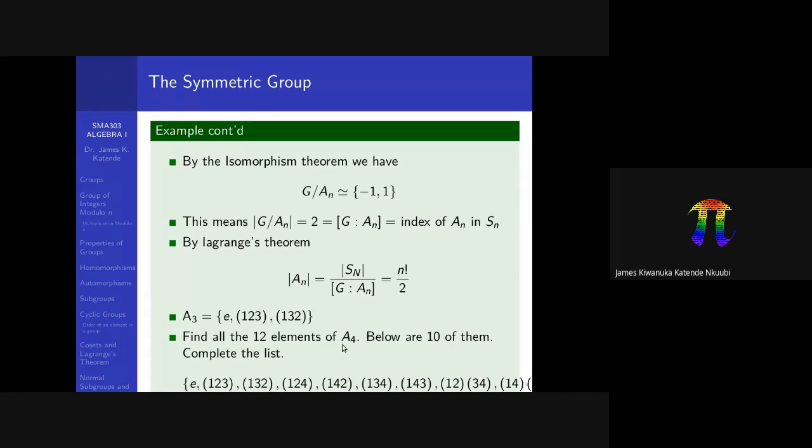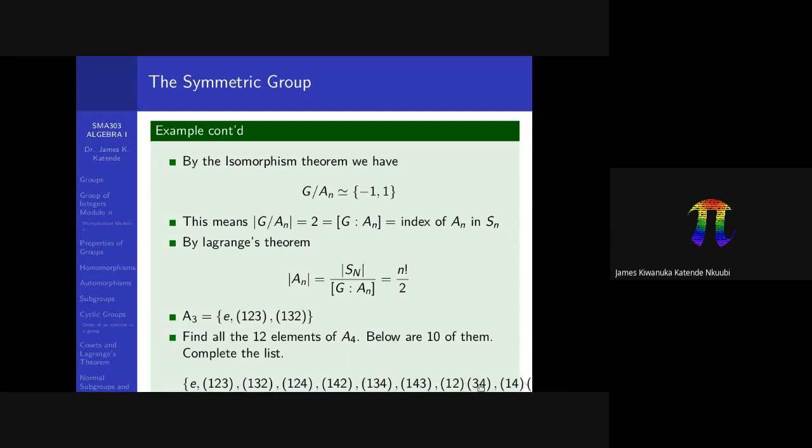So you can find all the 12 elements of A4. I had listed many of them here, but I think they were cut out. I'll repair this, and when I share the slides, you will see the missing elements. So we have these 3-cycles. We have put all the 3-cycles; I think these are all of them. You can check just to confirm. All the 3-cycles in S4.